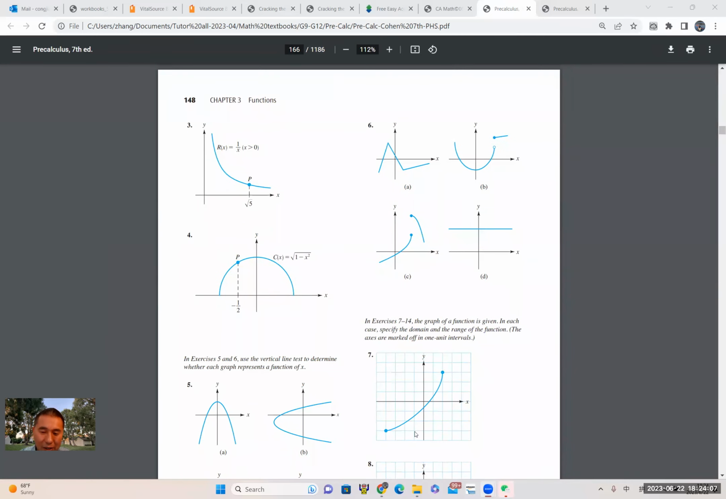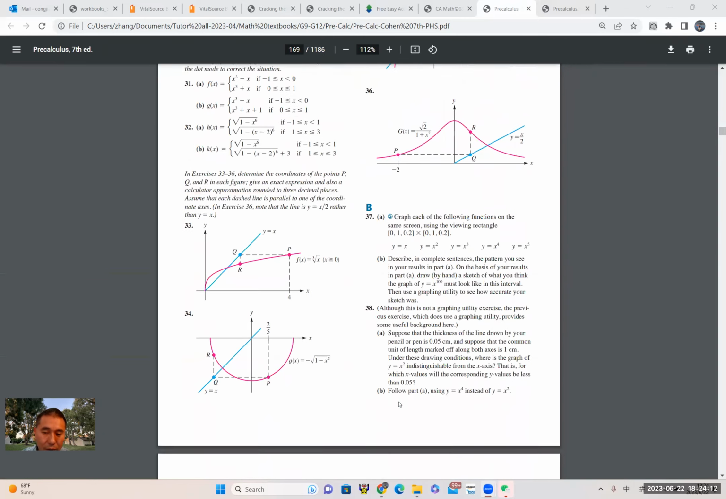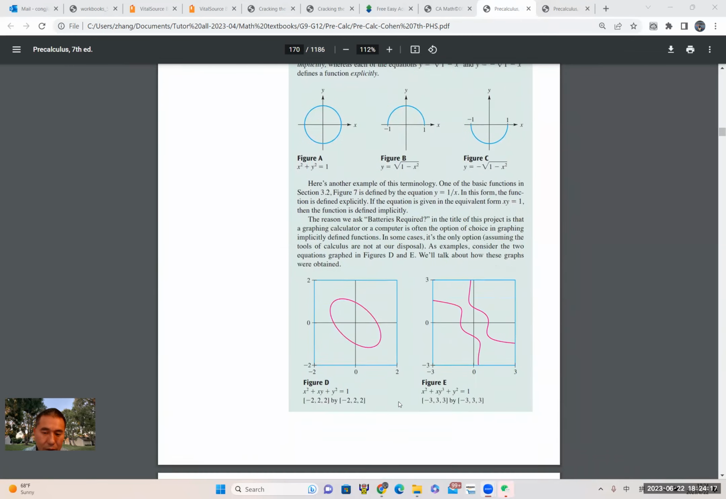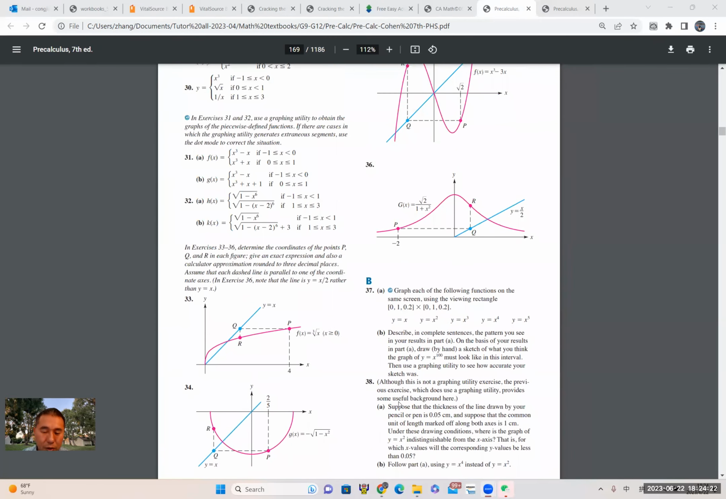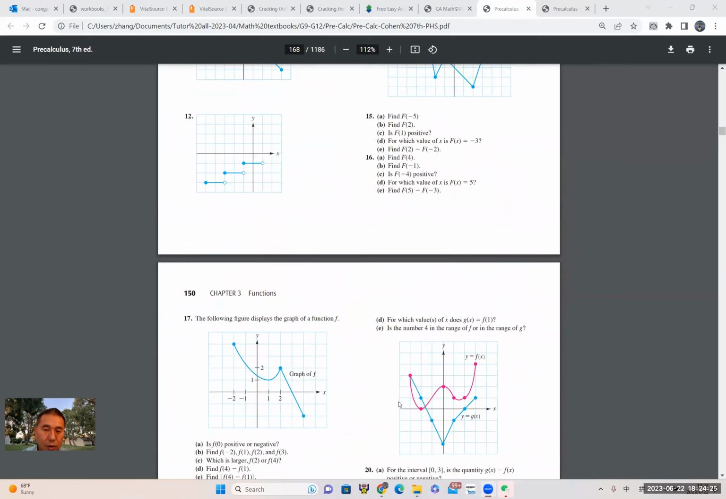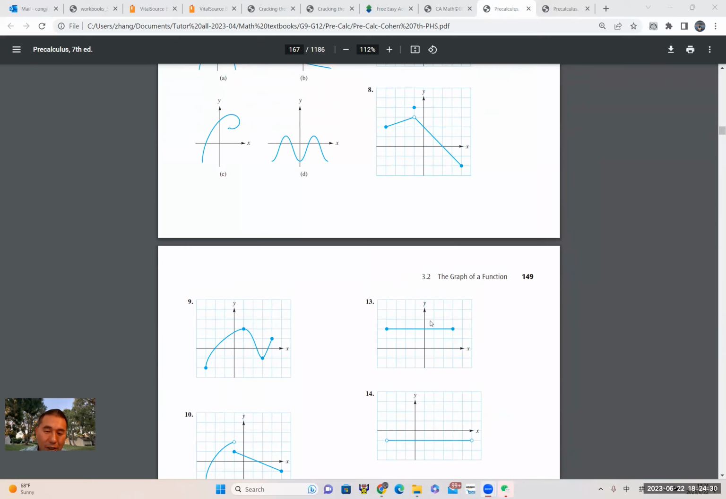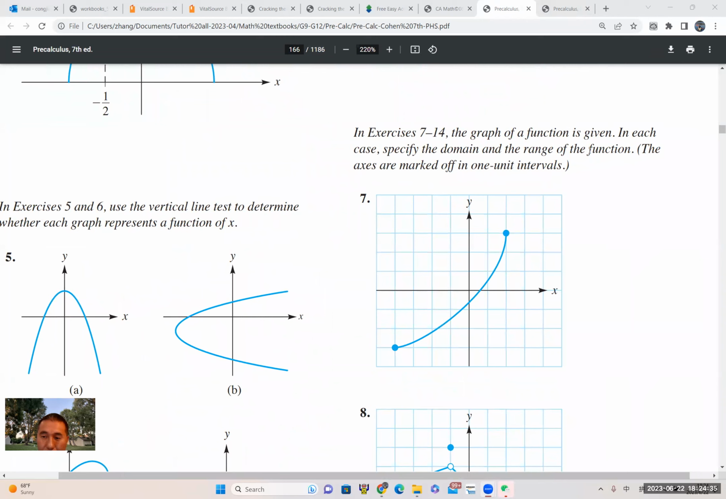Let's take some from here. Total how many? Yeah, let's just take, how about E11? Let's go to E11. What should we do? The graph of a function is given in each case. Specify domain and range, right? Domain and range.